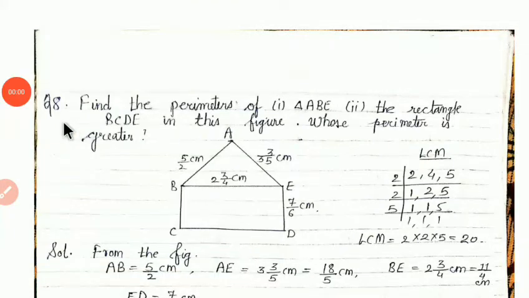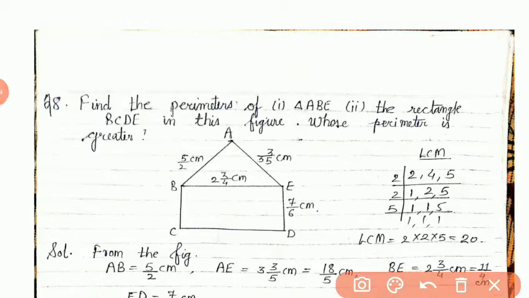Hello everyone. Today we are going to complete our exercise 2.1. So let us see our question number 8. Find the perimeter of triangle ABE.